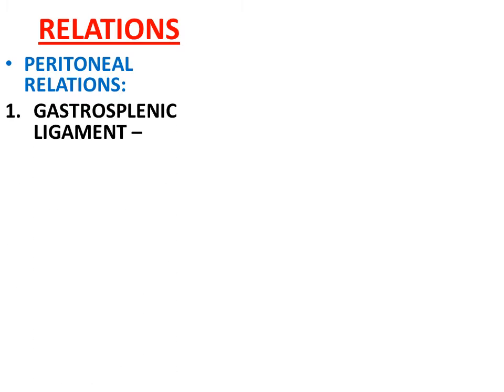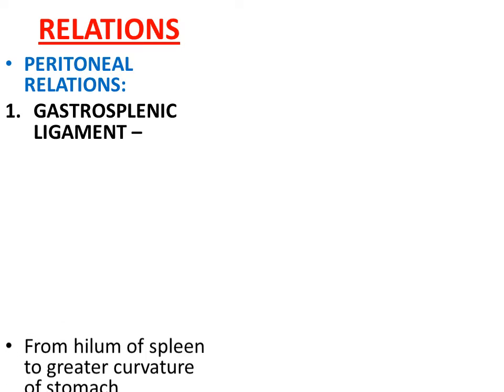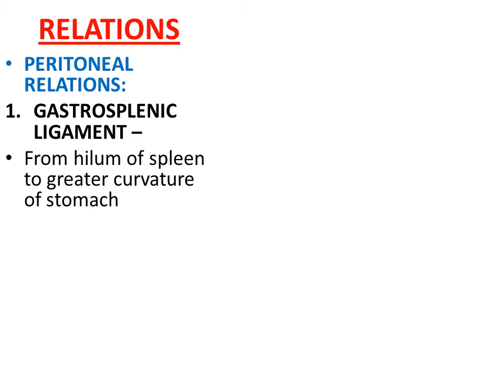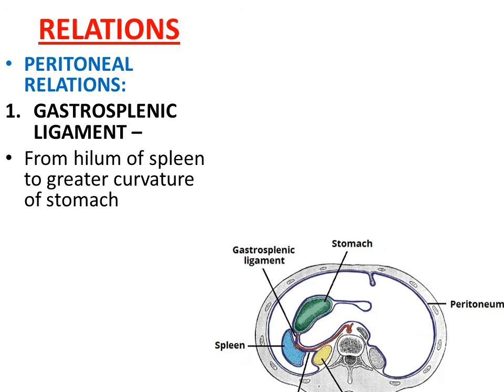Right? After external features, we'll be starting with the relations of spleen, and in this we'll be covering both peritoneal and visceral relations. Starting with the peritoneal relations, first of all, see the spleen is surrounded by peritoneum and it is suspended by two very important ligaments. The first one is gastrosplenic ligament and the name itself indicates its meaning. Gastric word is for the stomach, splenic obviously spleen. So gastrosplenic ligament extends from the hilum of spleen to the greater curvature of stomach, right?